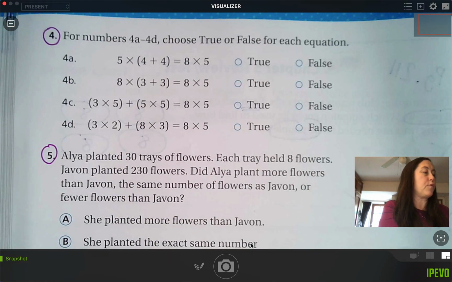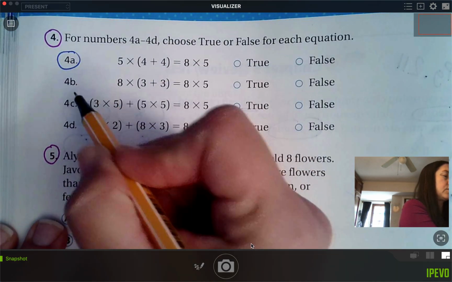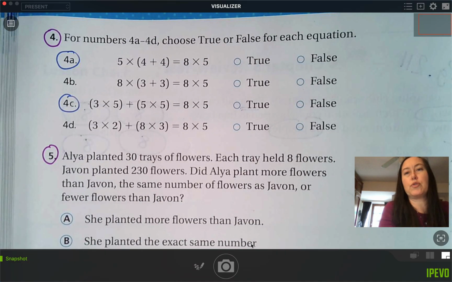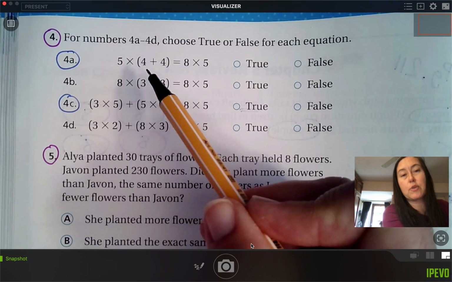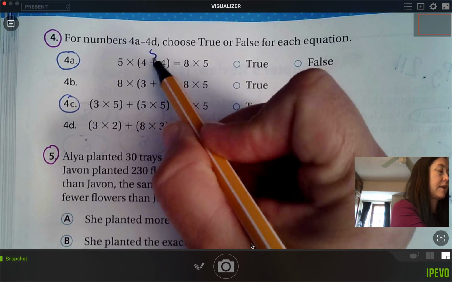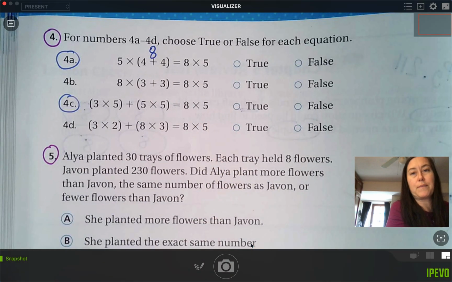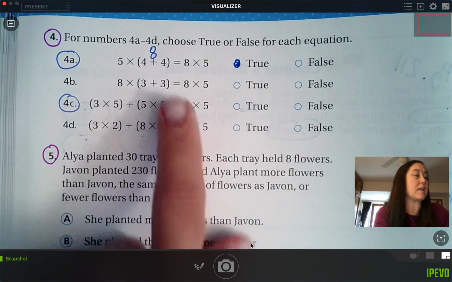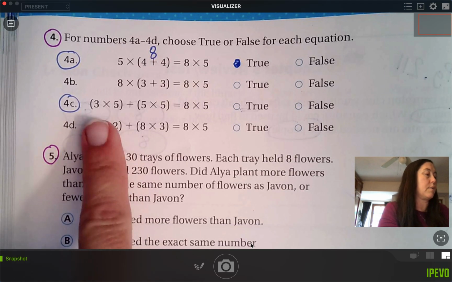All right, moving on to number 4. We're just going to do 4A and 4C here. We're not going to do 4B and 4D. It says to choose true or false for each equation. So we have to remember that the parentheses are king. You do the parentheses first. So 4 plus 4, that is 8 times 5. Is 5 times 8 equal to 8 times 5? Sure is. That's true. You just have to solve and see if the equation is true, if they're equal and balanced on both sides.